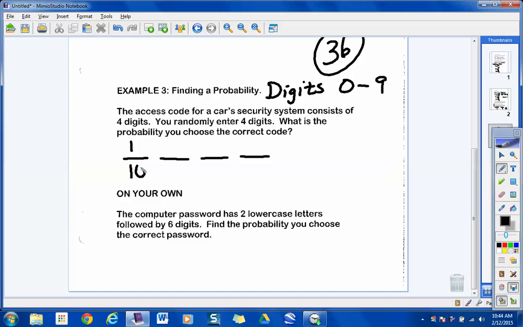You get a 1 in 10 chance of getting that first number right. Okay, what's the second one? Well, think about the second one. Maybe I got the first number right. Now there's a second number I've got to hit in there. What's the chance I get the second number right?